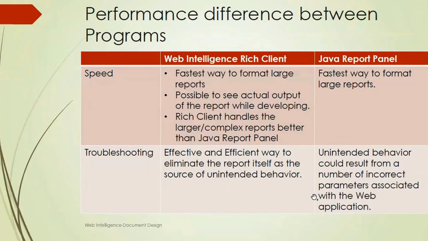Okay, coming to the performance difference between the programs. Coming to speed, Web Rich Client is the fastest way to format large reports and it is possible to see the actual output of the report while developing. Rich Client handles larger and complex reports better than Java Report Panel. So for larger or complex reports, the speed is better in Web Intelligence Rich Client, and we can see the actual output of the report while developing.